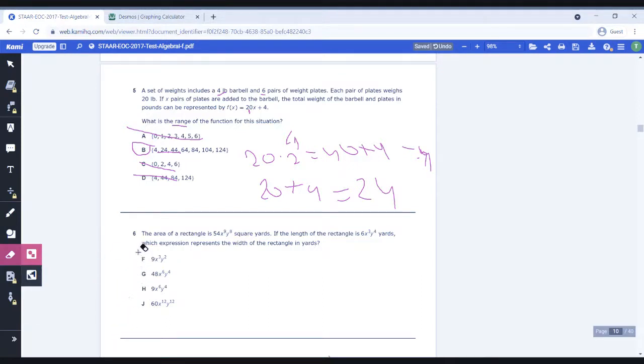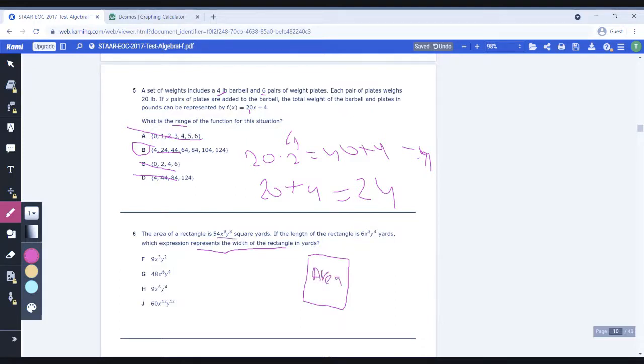Okay, the area of a rectangle is 54 x to the power 9 y to the power 8 square yards. If the length of the rectangle is 6 times x to the power 3 y to the power 4, which expression explains the width of the rectangle in yards? So this is our rectangle. It's saying our area.